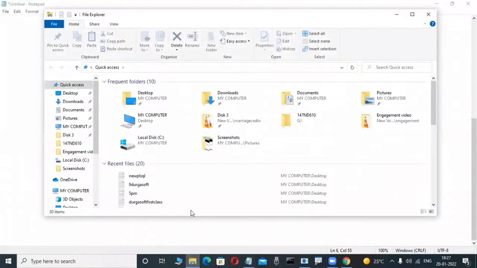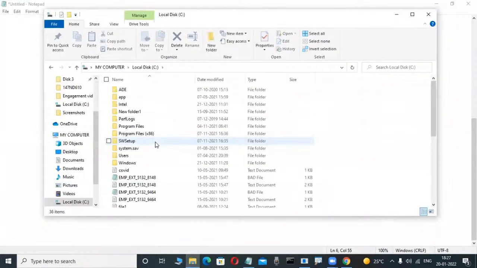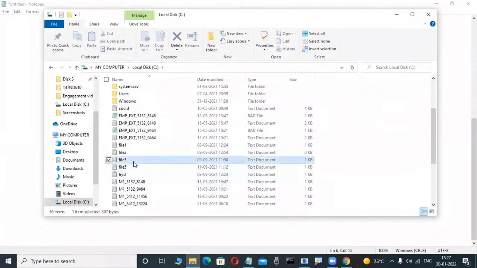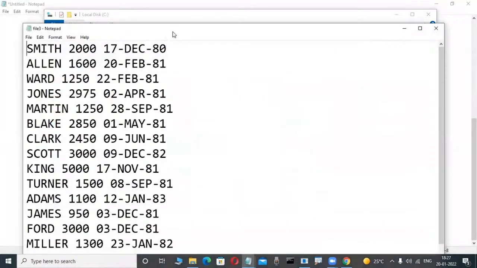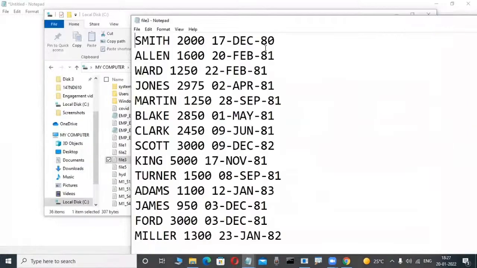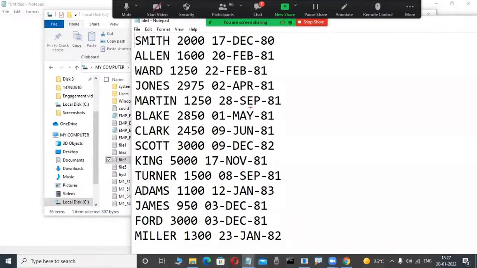In the olden days, before 1960, data was stored only in a file format. In later histories, we are learning this file format also stores data permanently. But employee details are there here.